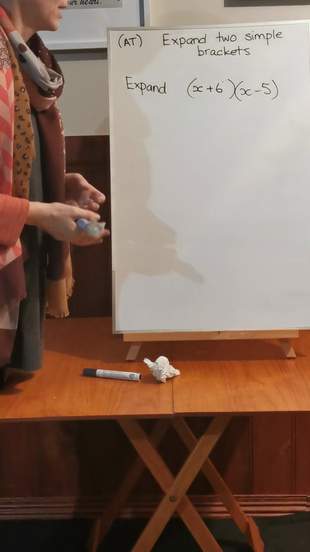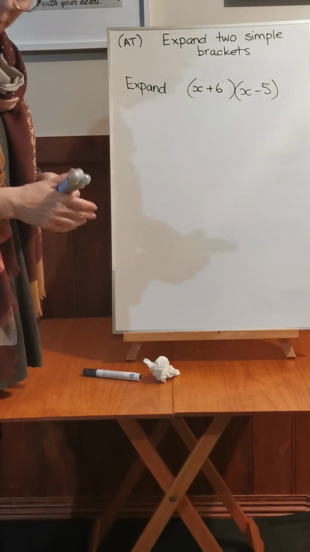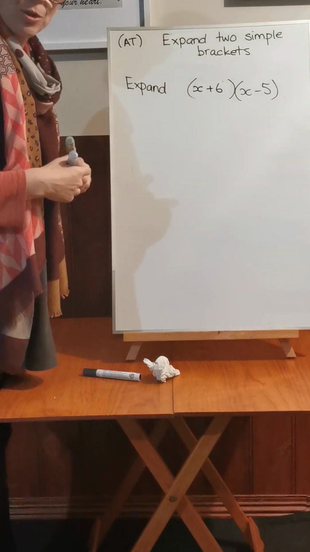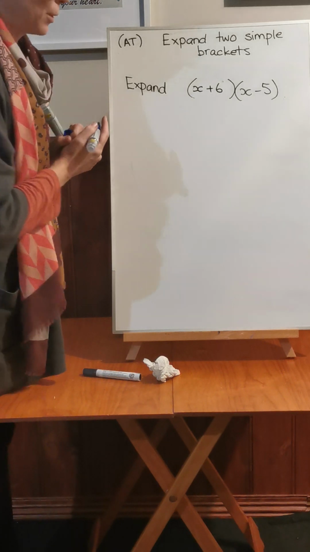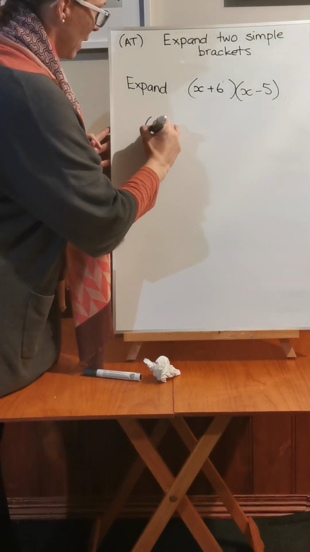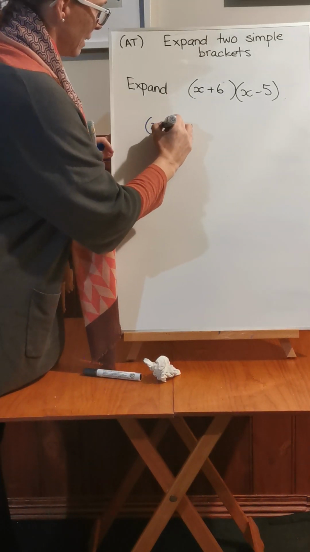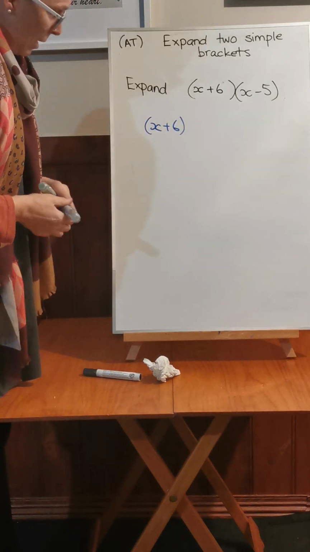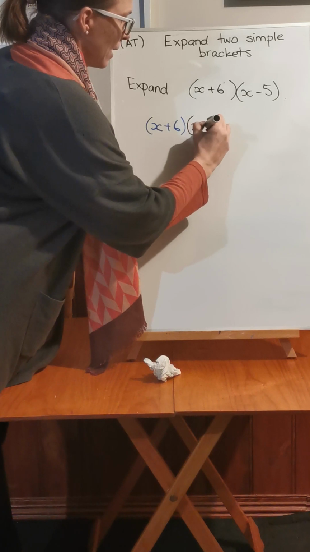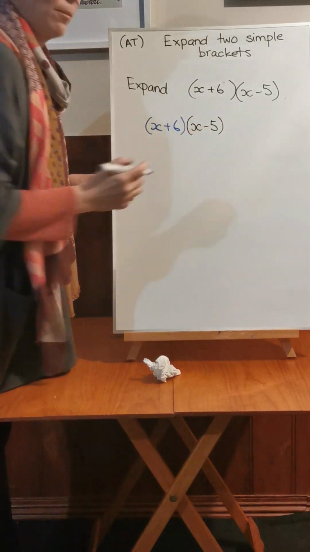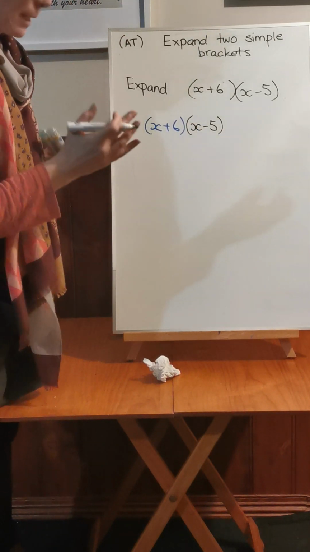So this is me expanding two simple brackets. I'm going to rewrite the question and use a little bit of colour just to help see some of the steps in the process. So I'm going to start with my x plus 6 in blue and my x minus 5 in black. Okay, hopefully this helps you to see where the numbers are.